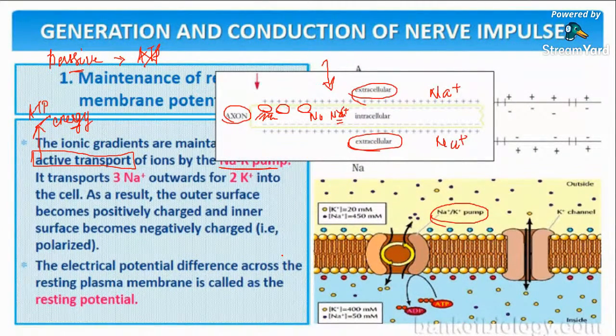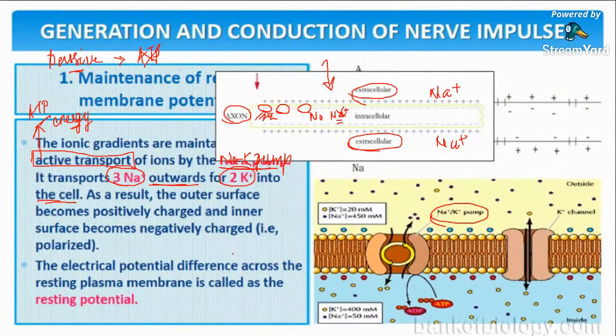So guys, the sodium potassium pump is present. It transports 3 sodium ions outside and 2 potassium ions into the cell. What is the function of the sodium potassium pump? It transports 3 sodium ions outside and it pumps 2 potassium ions inside.